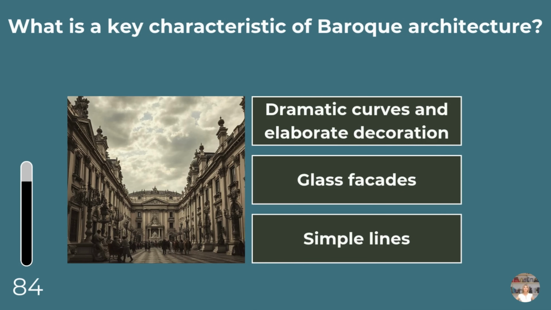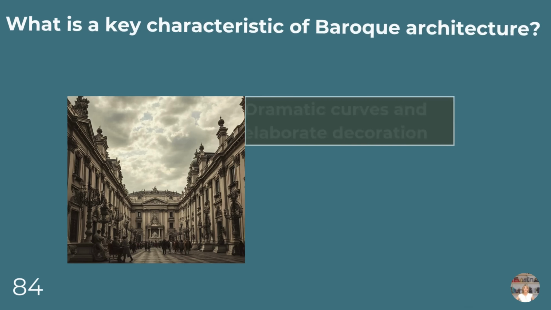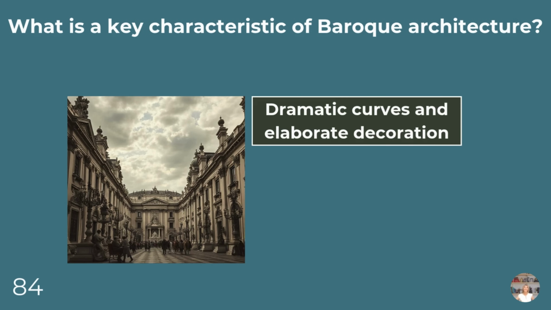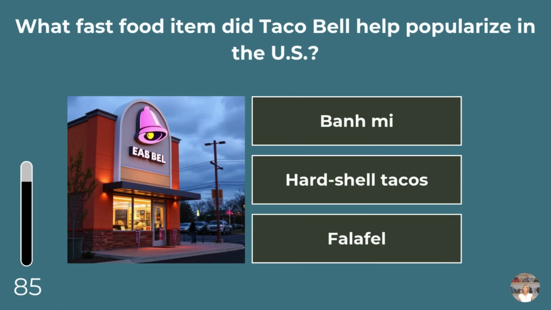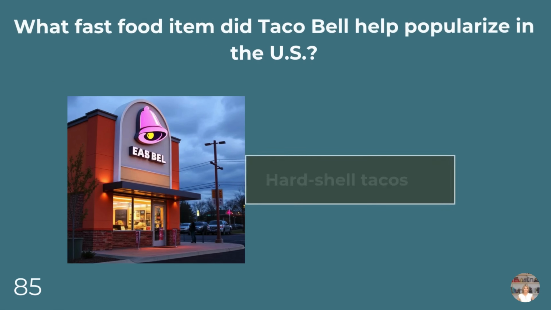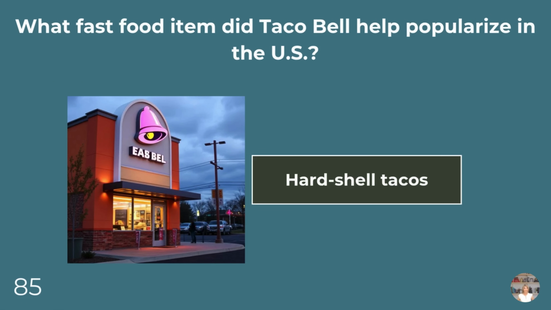What is a key characteristic of Baroque architecture? Dramatic curves and elaborate decoration, glass facades, or simple lines? Dramatic curves and elaborate decoration. What fast food item did Taco Bell help popularize in the US? Banh mi, hard-shell tacos, or falafel? Hard-shell tacos.